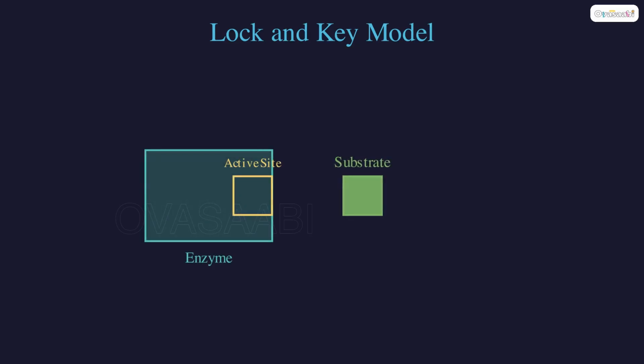In the lock and key model, the substrate fits exactly into the enzyme's active site, like a key into a lock. Only the right shape works.